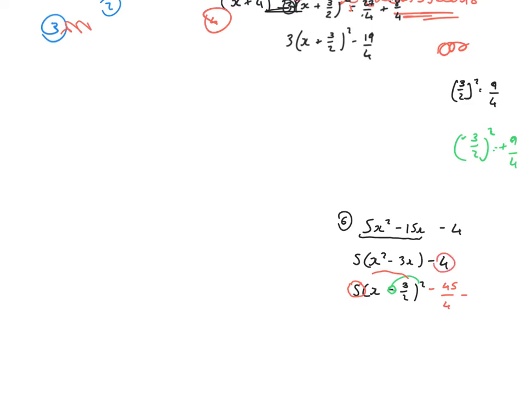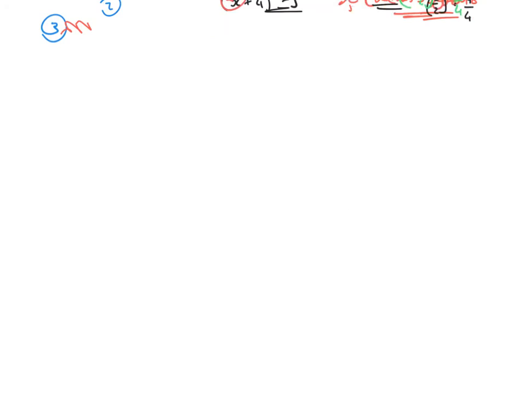And then I need to take away another 4 pizzas, but I'm going to slice that into quarters, and that will be 16 quarters. That will then give me 5 bracket x minus 3 over 2 all squared minus 61 quarters. Okay, example 7.